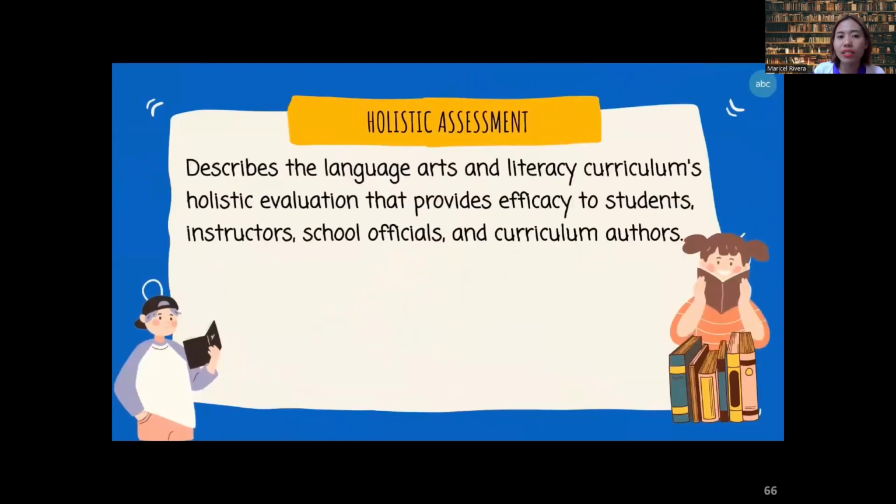Component 4 describes the language arts and literacy curriculum's holistic evaluation, which provides feedback on its efficacy to students, instructors, school officials, and curriculum authors. Holistic assessment refers to the continuous collection of information on many characteristics of a child from various sources with the purpose of providing qualitative and quantitative feedback to aid and steer the child's growth. Characteristics of assessment.